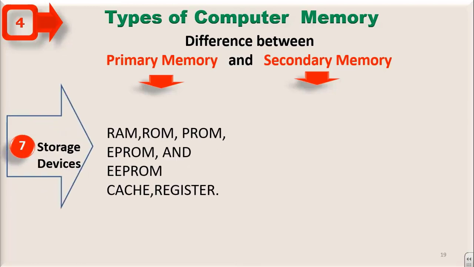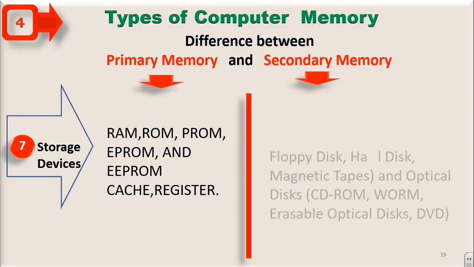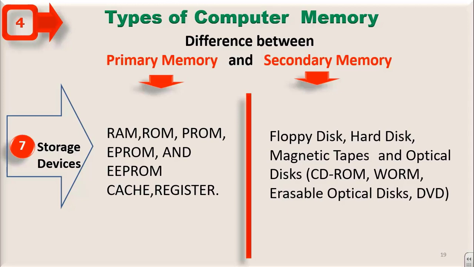Storage devices: RAM, ROM, PROM, EPROM, EEPROM, cache, registers. All of these are examples of primary memory. But generally it is RAM which is considered to be the primary memory, but in reality all these are part of primary memory. In the case of secondary memory, the different devices which are used are floppy disk, hard disk, magnetic tapes, and optical discs, CD-ROM, WORM, erasable optical disc, and DVDs.